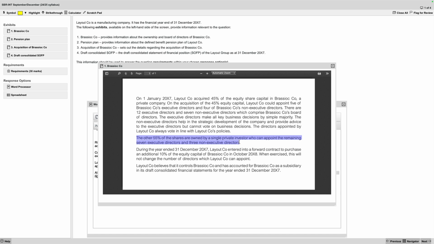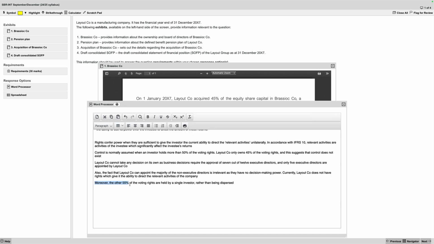Put that in your own words. Let's put it in the examiner's words. Here we go. Moreover, the other 55% are held by a single investor rather than being dispersed. And I think you should elaborate on that a little bit and say, and therefore they can do what they want, basically. Okay, let's keep going.